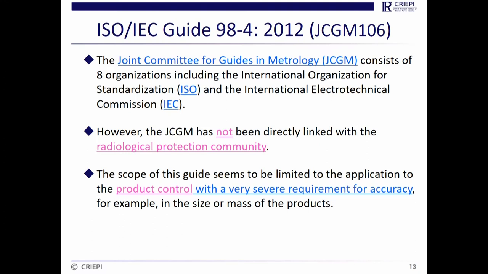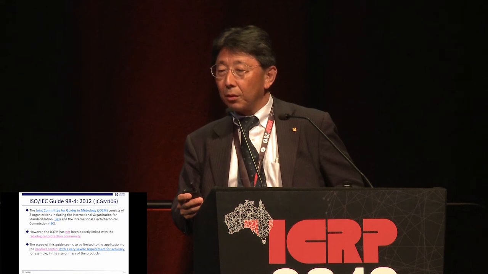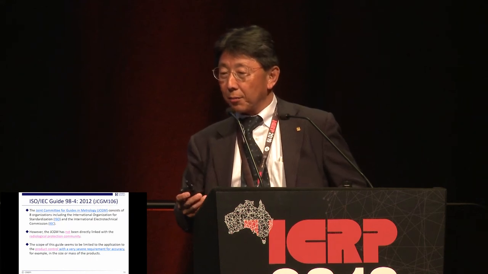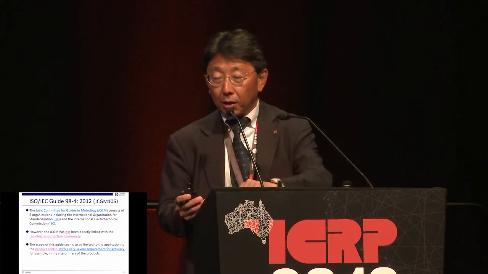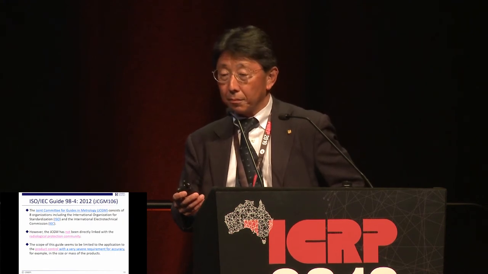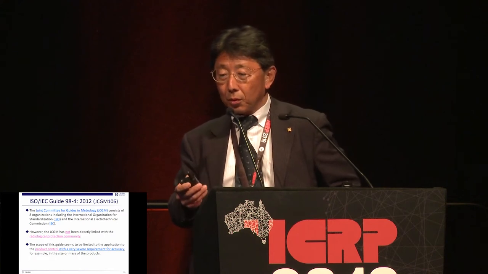So this ISO IEC Guide 98-4 was released by the JCGM. The JCGM is the Joint Committee for Guides in Metrology. This JCGM consists of 8 organizations, including the ISO and IEC. However, the JCGM, I think, has not been directly linked with the radiological protection community. The scope of this guide, I think, seems to be limited to the application to, for example, product control with a very severe requirement for accuracy, for example, in the size or mass of the product.